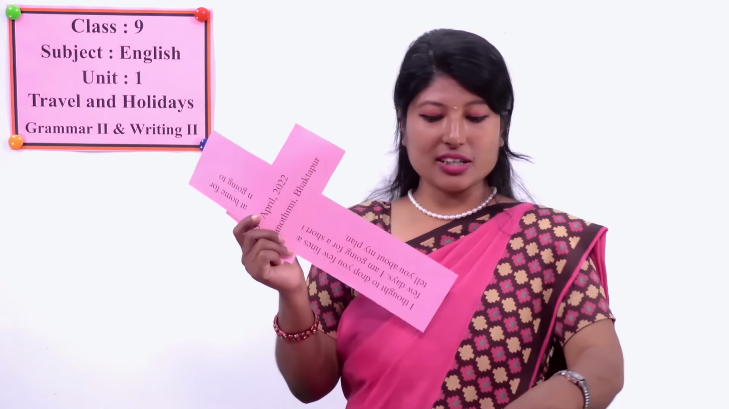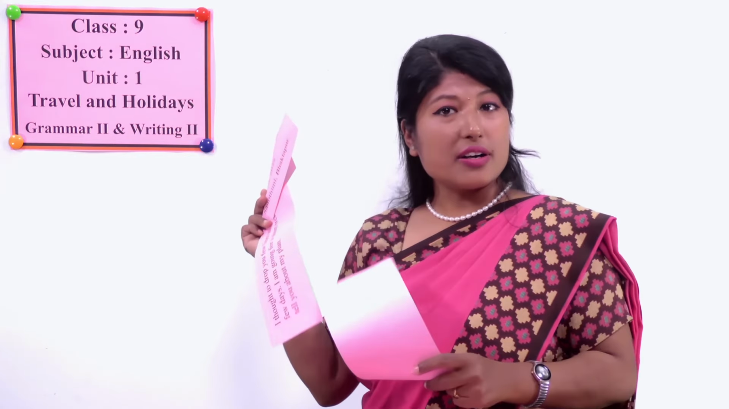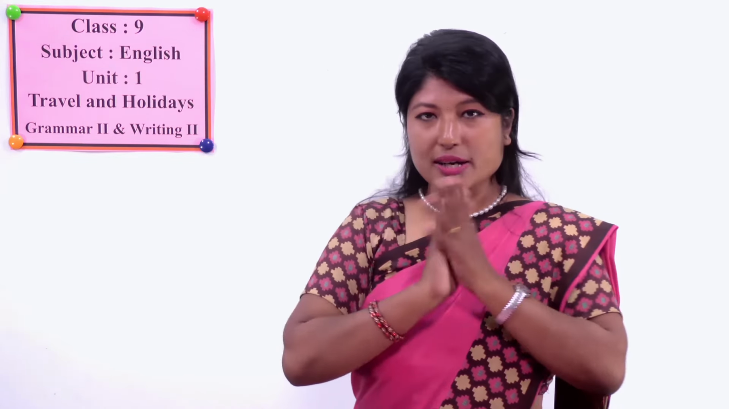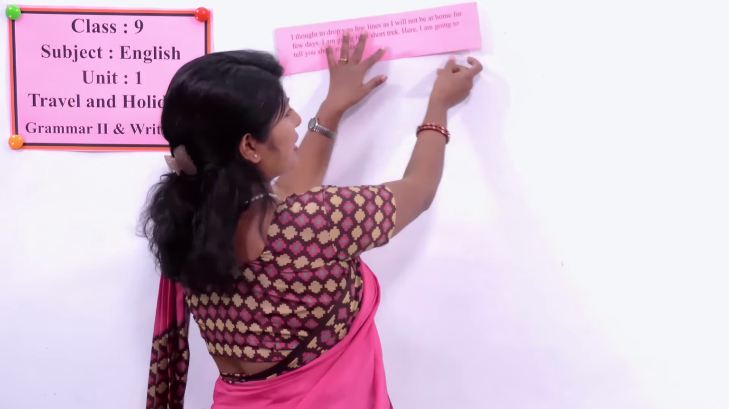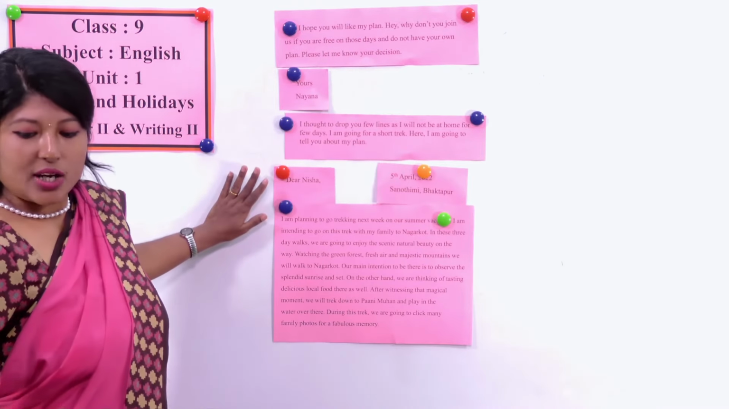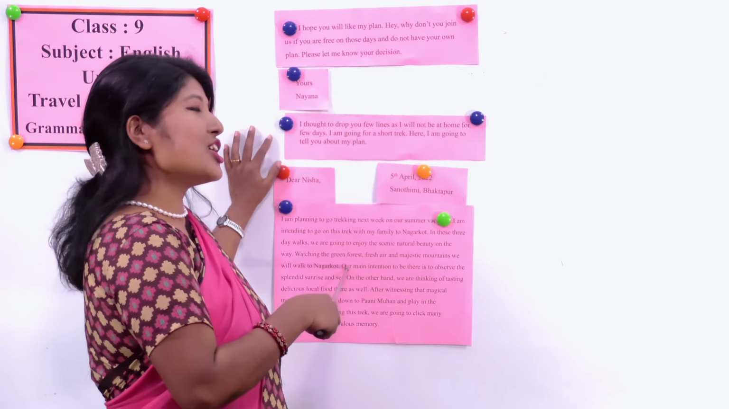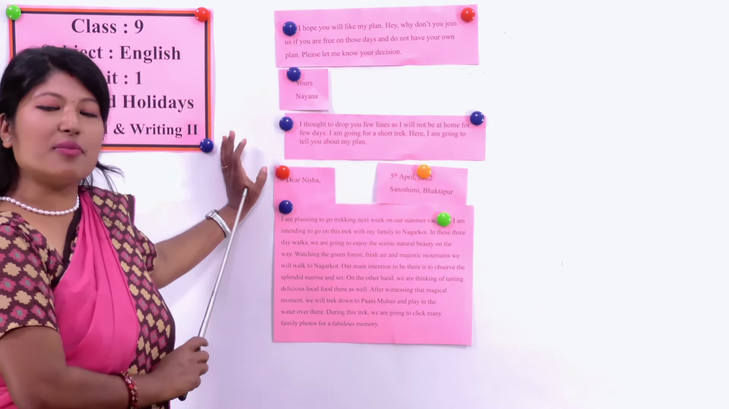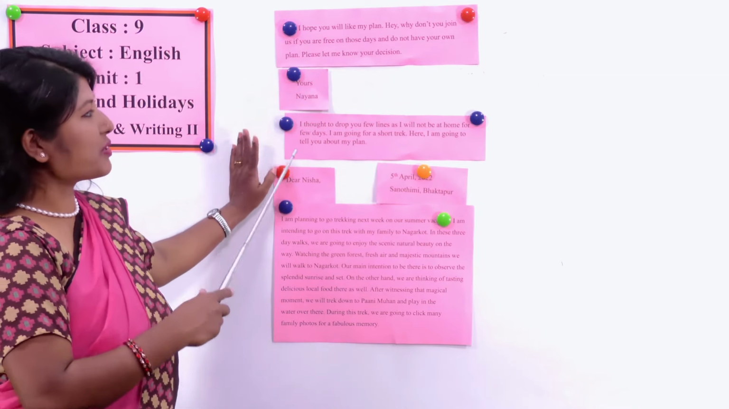So what I do is I have prepared the letter, but this letter is in the form of strips. I'm going to paste these strips on the board, and then what you have to do is make the arrangement. So I'm going to paste it on the board. Please look at the board. Now we have to arrange these different parts of the letter so that it forms a complete letter, to give the complete form of a letter.